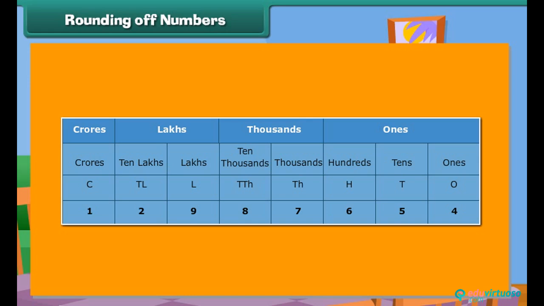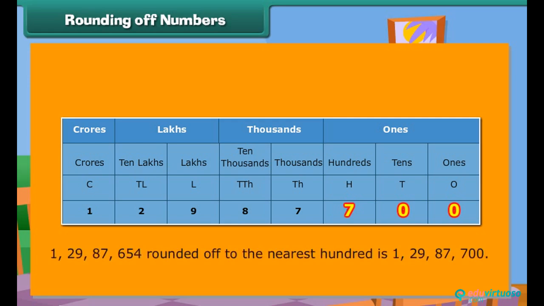We now round off 1,29,87,654 to the nearest 100. Let us take a look at the digit at the tens place. It is 5. We replace it and the digit following it with 0. We increase the digit at hundreds place by 1. 1,29,87,654 rounded off to the nearest 100 is 1,29,87,700.